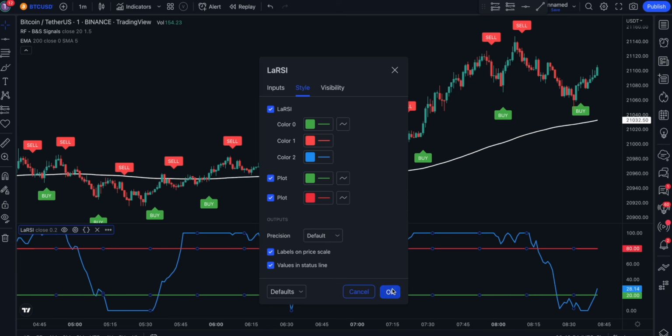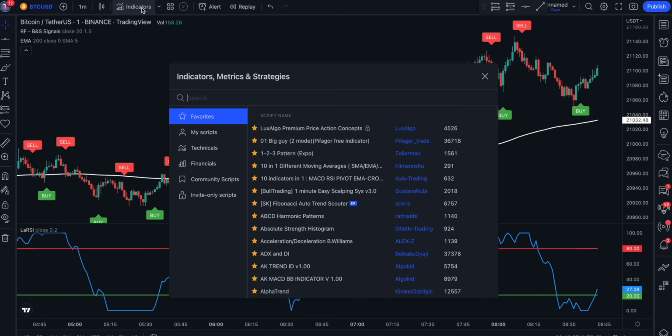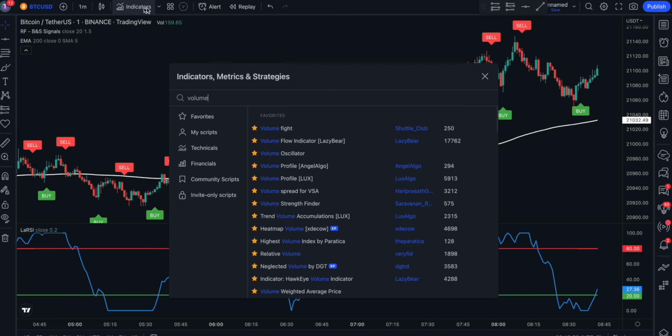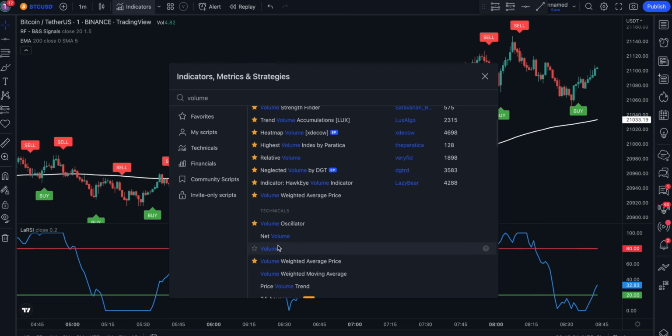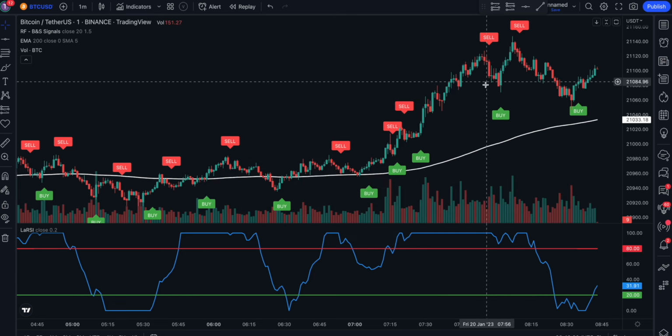Lastly, open the Indicators tab one more time and search for volume. Select the volume tool. That's it, the setup is ready. Best of luck and see you in the next video.